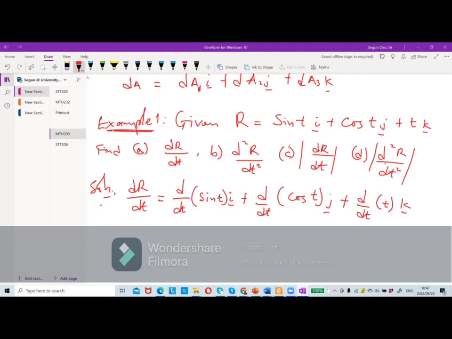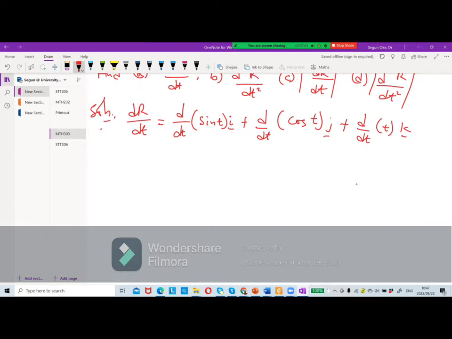Anytime you differentiate sin t, what do you have? We have cos t i. Then when you differentiate cos t, we have minus sin t j. Then when you differentiate t, we have 1, which multiplied by k is equal to k. So we literally differentiate, and we have solved A now.